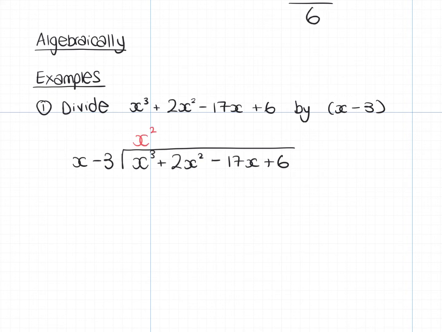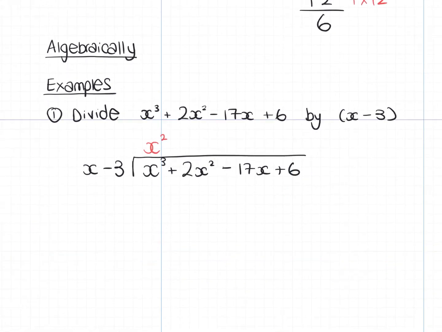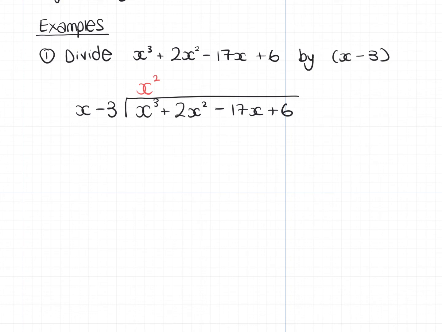And then when we did it using numbers, I said 12 goes into 37 3 times. And then I did the 3 times that 12 to get the 36. So in this one, I'm going to do x squared multiplied by that x minus 3. And if I do that, it's just like multiplying out brackets. I'm going to get x cubed minus 3x squared. And then to work out my remainder, I'm going to subtract those. So x cubed minus x cubed is nothing. 2x squared minus minus 3x squared is 2x squared plus 3x squared. That gives me 5x squared.